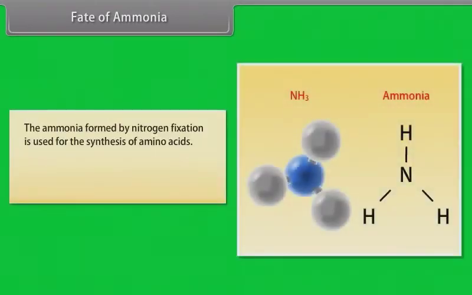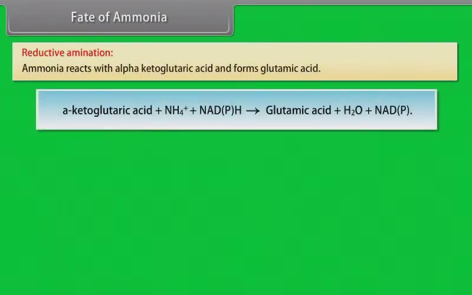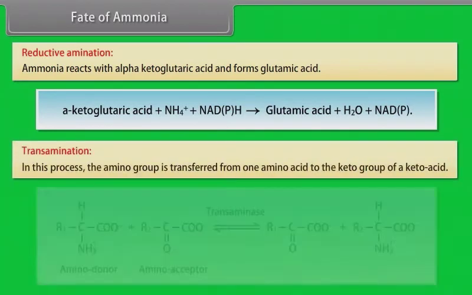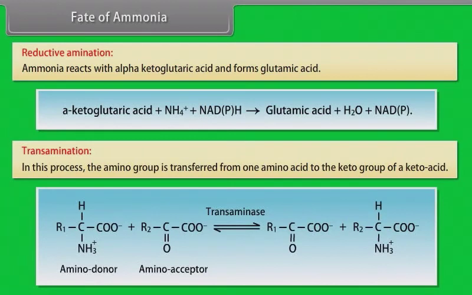Fate of ammonia. The ammonia formed by nitrogen fixation is used for the synthesis of amino acids. There are two processes by which amino acids are synthesized. Reductive amination. Ammonia reacts with alpha-ketoglutaric acid and forms glutamic acid. Transamination. In this process, the amino group is transferred from one amino acid to the keto group of a keto acid.